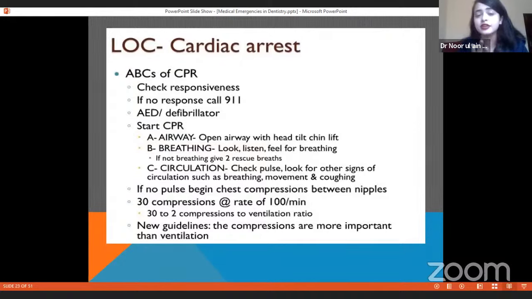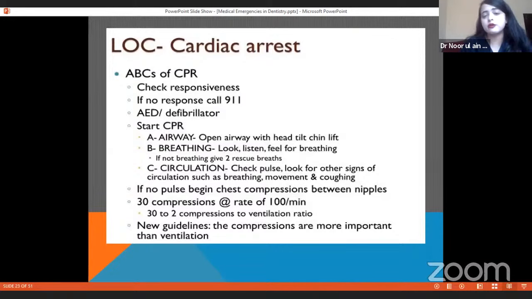AED is actually a defibrillator. That is a portable electric device which checks if there is any disease happening in your heart, and which tells you about the heart rate and everything. We'll start CPR, and that is A for ABC, like airway.